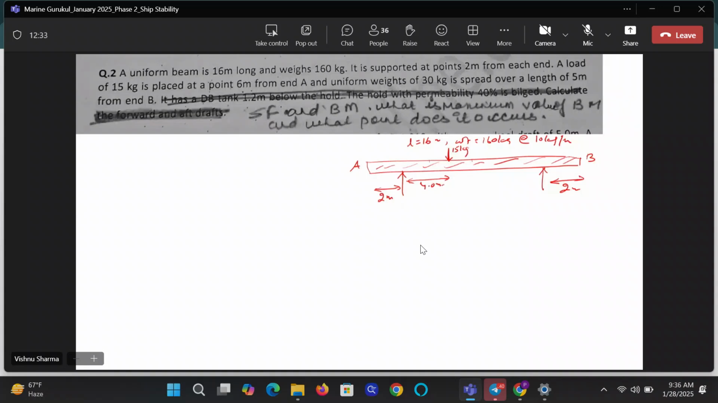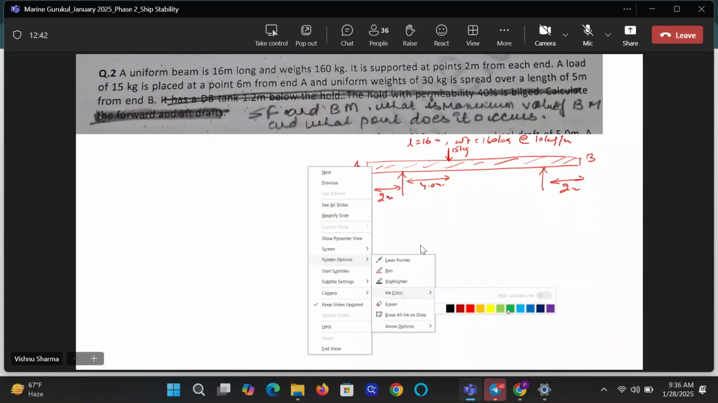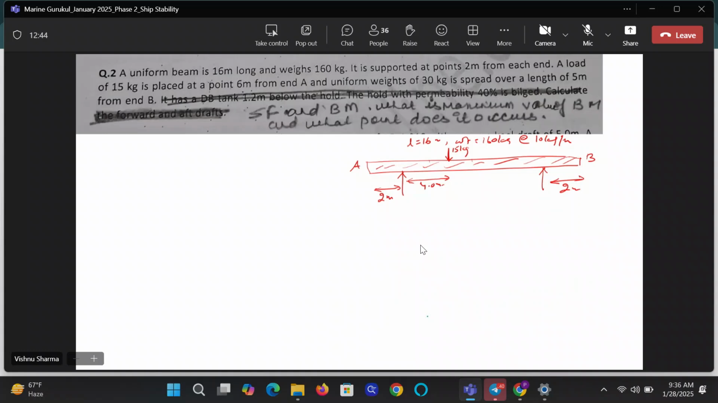And a uniform weight of 30. Let me just use a different color so that you don't get confused. Uniform weight of 30 kg spread over 5 meters from end B. So 2 and 2, 4 and 1, 5. Here you have 30 kgs at the rate of 6 kg per meter, and this distance will be 3 meters from here. Why? Because total is 5 meters, and then you have 6 and 5, 11, and then you have this as 5 meters. Am I right, guys? Have I done it correctly?